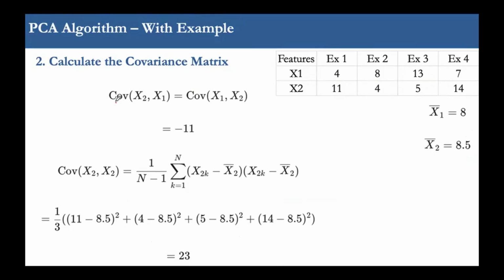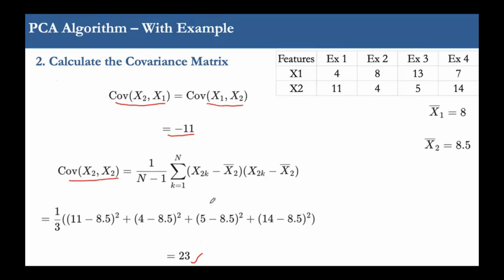Similarly, we find covariance of x2, x1. Covariance of x2, x1 is equal to covariance of x1, x2, which is equal to minus 11. Then we will be finding covariance of x2, x2. You can simplify this by substituting the values and we will get the value as 23.